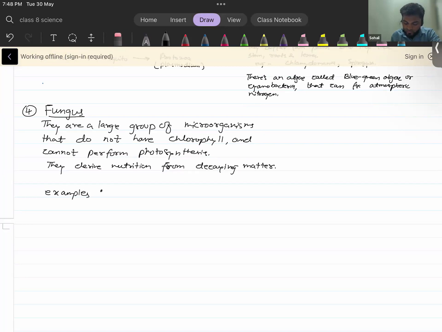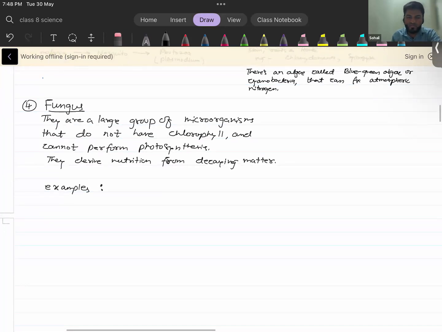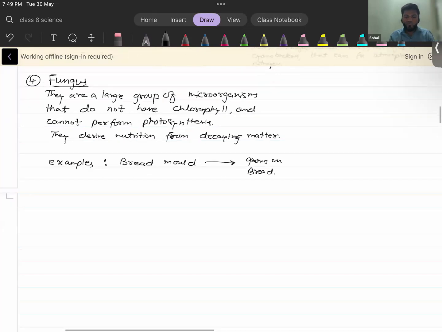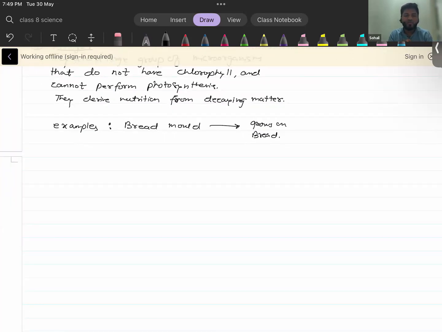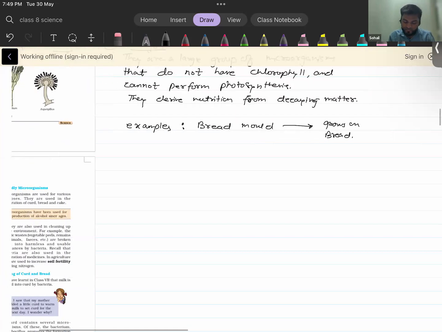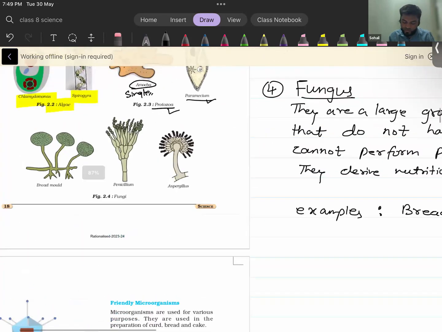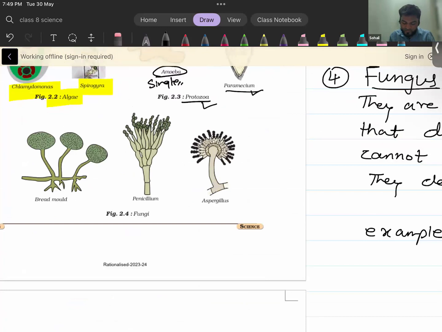The first one is very common, which you have mentioned several times. That is fungus, bread mold. Yes. Okay, so bread mold grows on bread, right? And if you were to closely observe this bread mold, it will look something like this. See figure 2.4, the first one. This is a bread mold. That is how it looks.